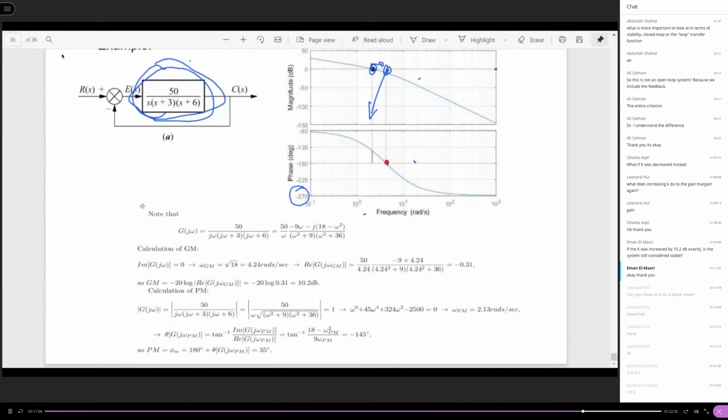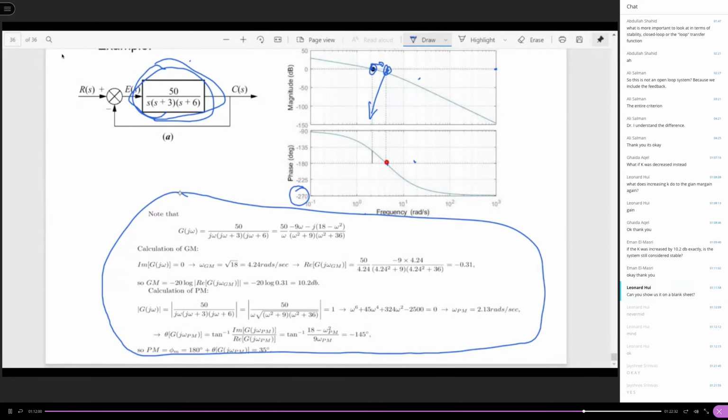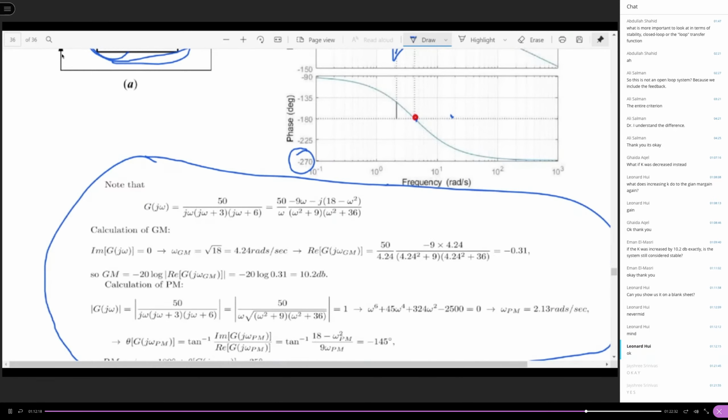So now, here, I'm showing you the numerical way to calculate the gain and the phase margin. This way, if you do the numerical calculation, you don't need a plot. I actually do not need a blank sheet. The procedure is here.